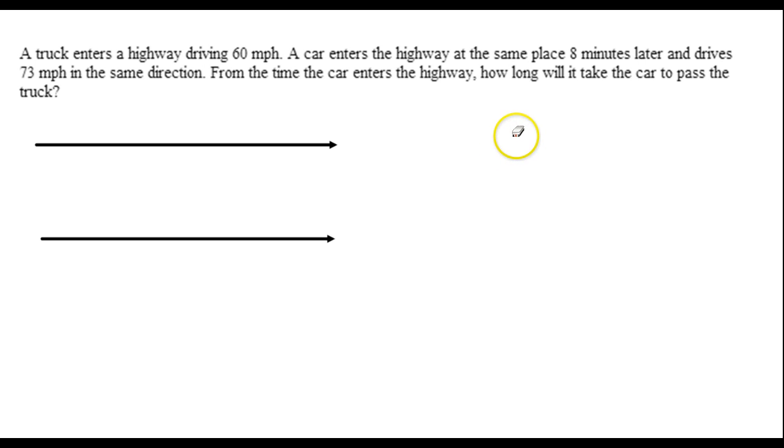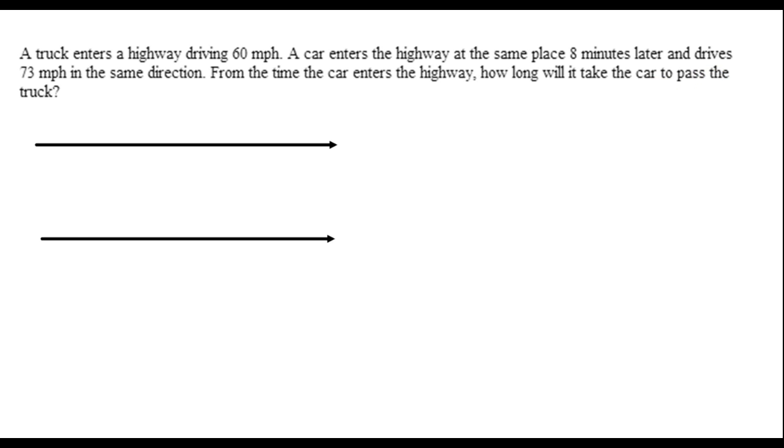Let's check this guy out right here. We have a truck that enters a highway driving at 60 miles an hour, and then a car enters the highway at the same place 8 minutes later and drives at 73 miles per hour in the same direction. So from the time that the car enters the highway, how long will it take the car to pass the truck?